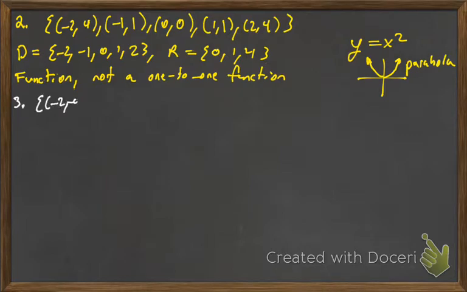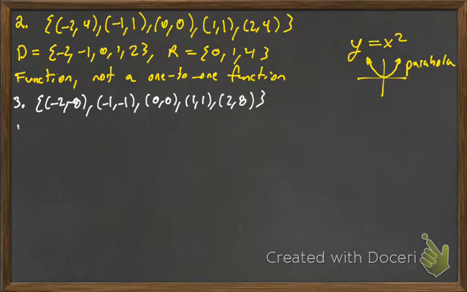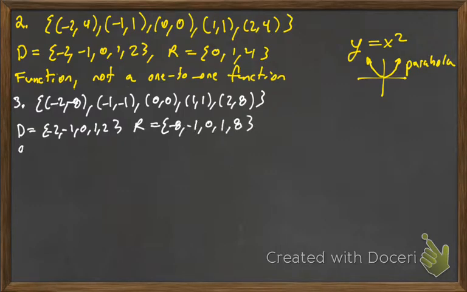Alright, the third one we're going to look at is (-2, -8), (-1, -1), (0, 0), (1, 1), (2, 8). So the domain is just going to be all the x values, -2, -1, 0, 1, and 2. The range will be -8, -1, 0, 1, and 8. No repeating x's or y's, so this is going to be a one-to-one function.